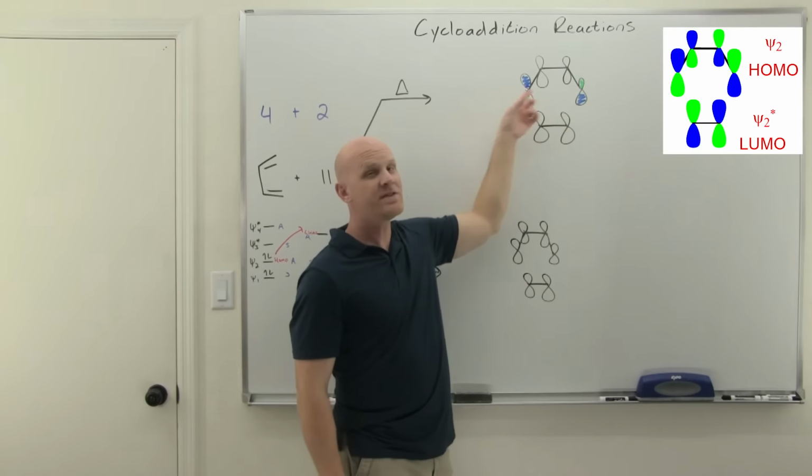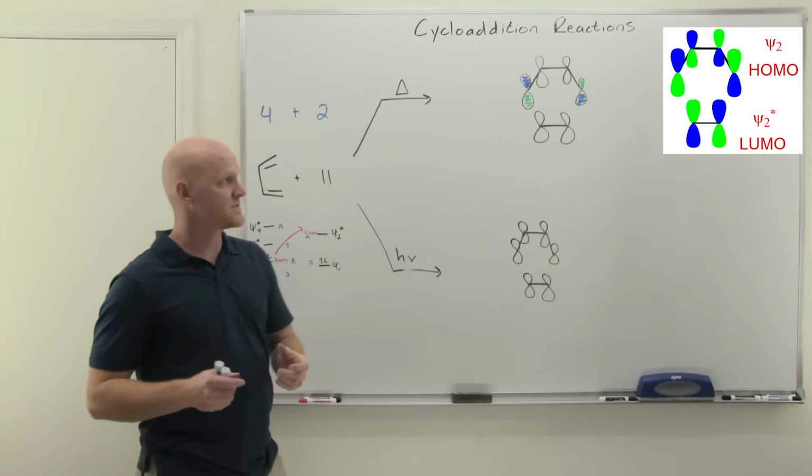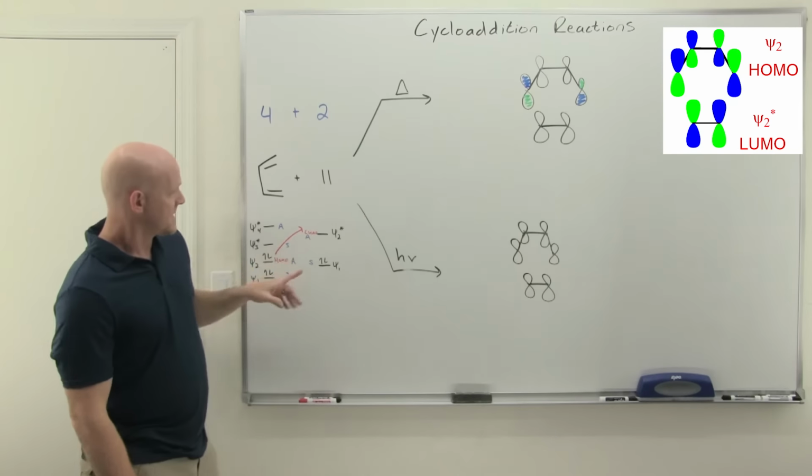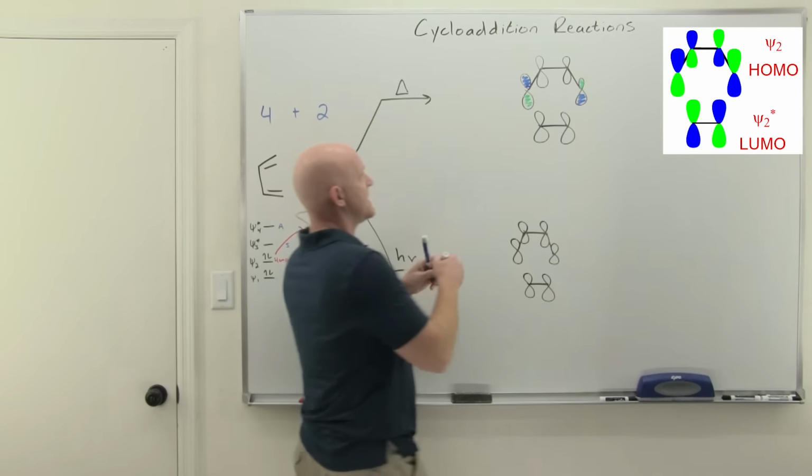But again, I'm going to focus on the ends because I just want you to be able to predict products and predict transition states and things of this sort. So that's going to be my purpose here. If we look at the LUMO, psi 2 star here, again, that is antisymmetric. And so the ends here are not going to match.